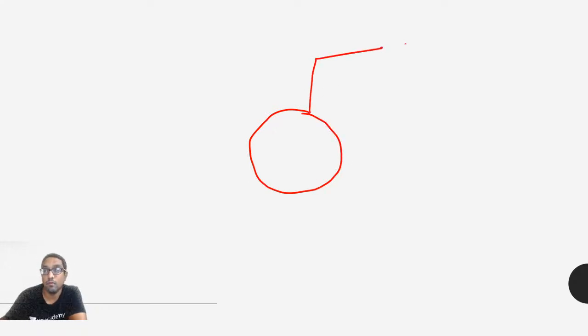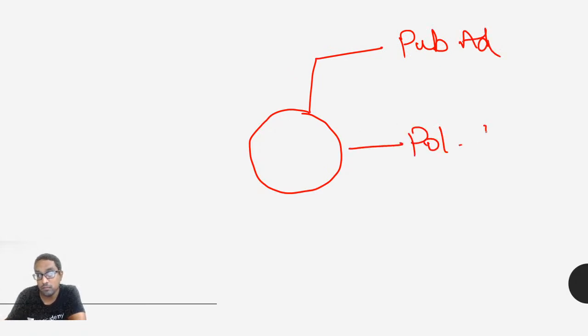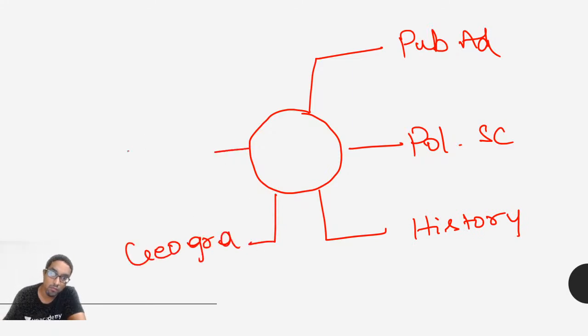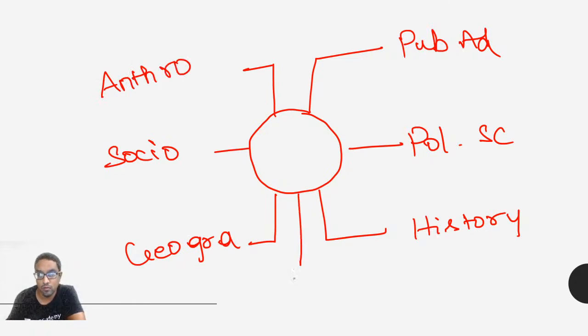Now, what are the most common optionals that students tend to choose nowadays? PubAd, Pol Science, History, Geography, Sociology, Anthro, Literature. These are the most common optionals.